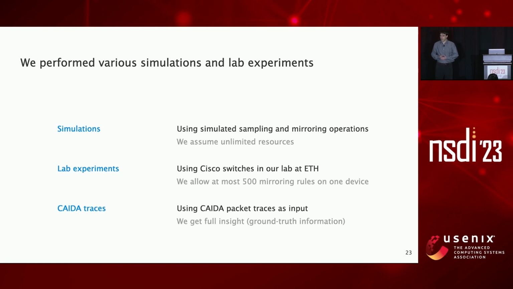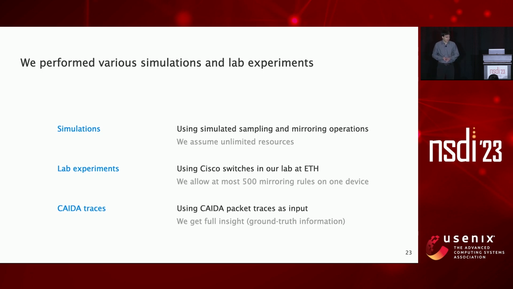To evaluate Magnifier, we did simulations and experiments in our lab, on real devices. For the simulations, we used simulated sampling and mirroring operations and assumed kind of ideal assumptions, for example, on the amount of rules we can install on the device. While in the lab setting on Cisco devices at ETH Zurich, we had at most 500 mirroring rules on one device, which was easily feasible for the devices we had available. But we also observed that much stronger devices that are used in larger networks have much more capabilities there.